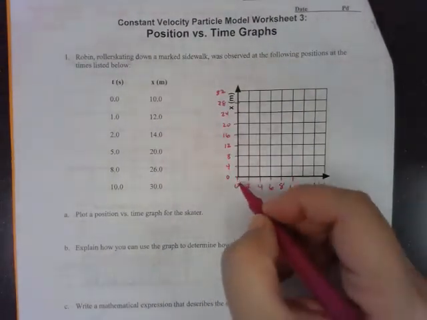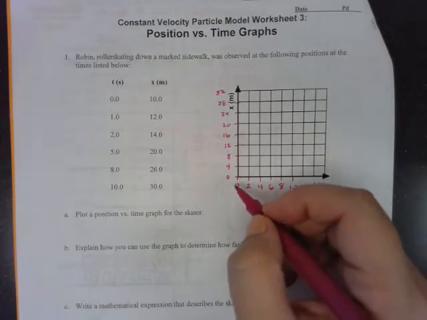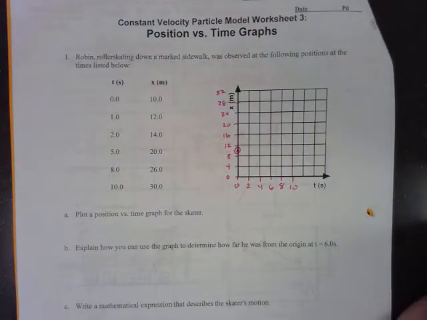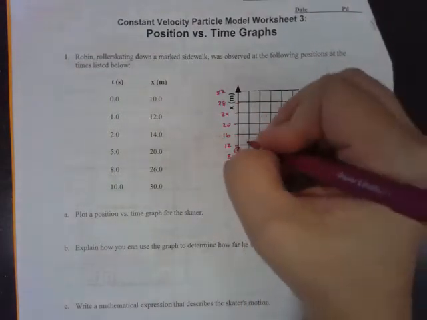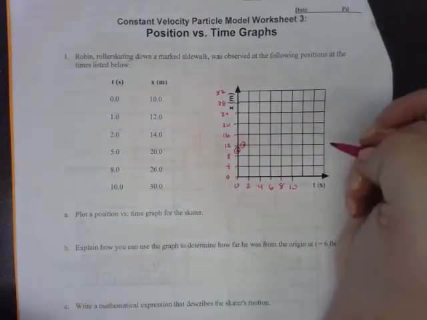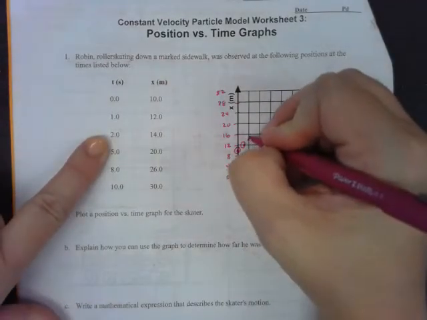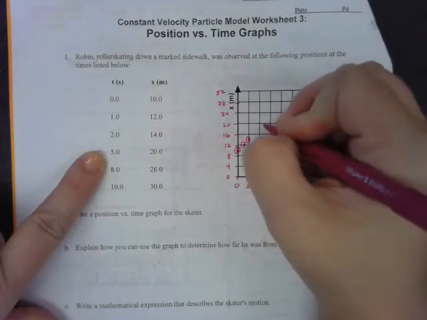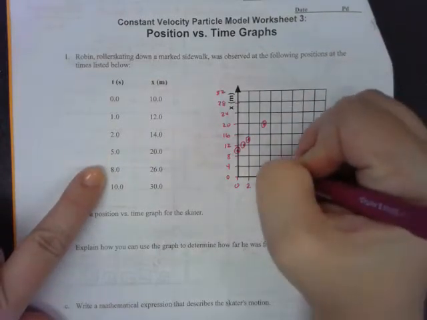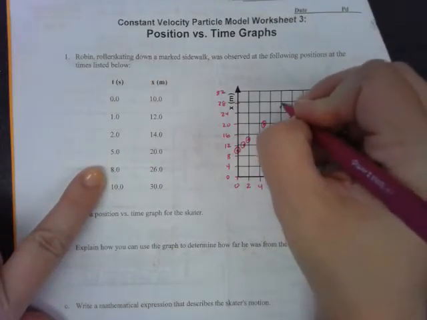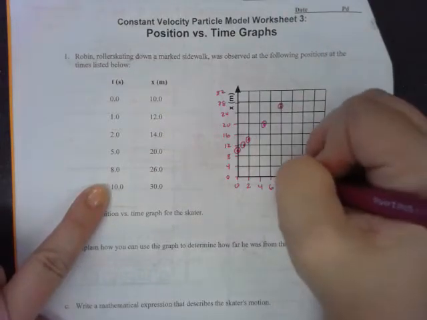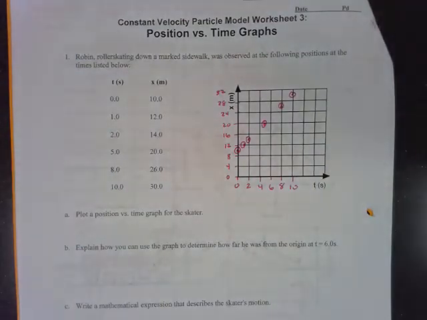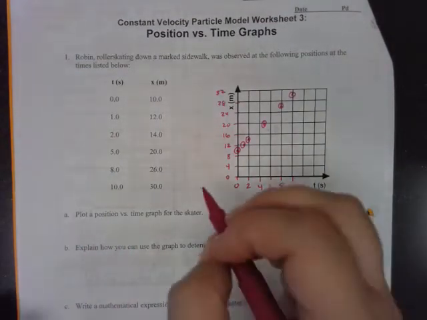All right, so at 0 seconds, I am at 10 meters, which is a pretty good intercept up there. At 1 second, I'm at 12. At 2 seconds, I'm at 14. At 5 seconds, I'm at 20. At 8 seconds, I'm at 26. Whoever collected this data was doing it a little bit erratically. So there we go. There's my dot. So I've plotted my position versus time graph for the skater.